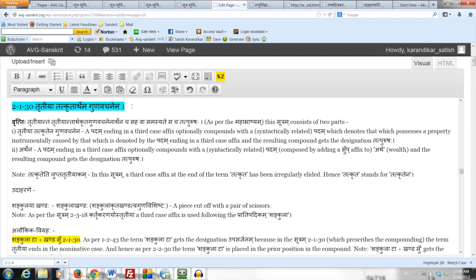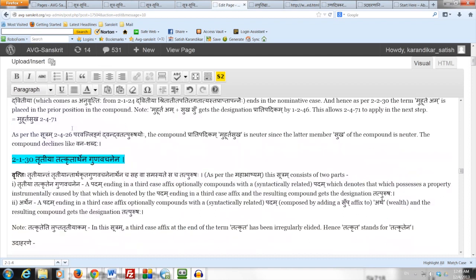Second thing to note is that Tatkritena connects with Gunavachanena. Even though in the sutram Tatkritena is coming right before Arthena, it does not connect with Arthena. It connects with Gunavachanena. That is why it's a bit tricky to understand this sutram correctly. Okay, let's look at the vritti now.